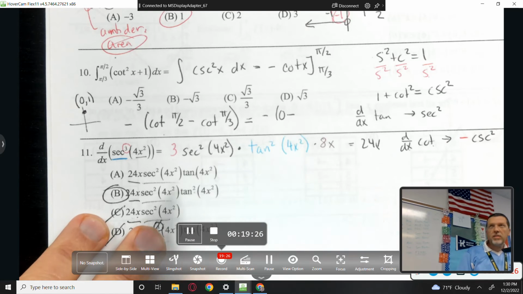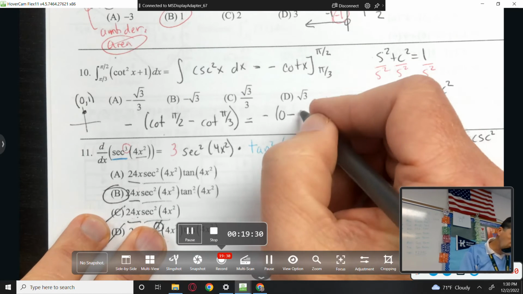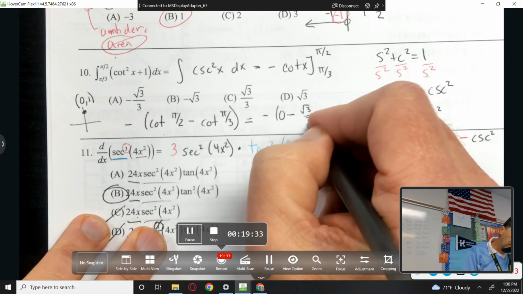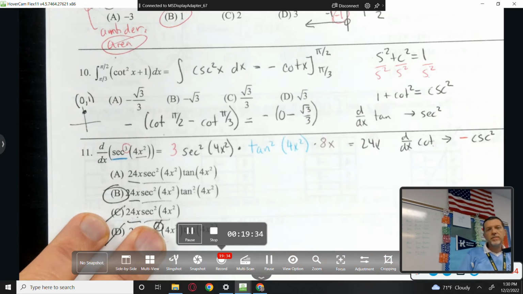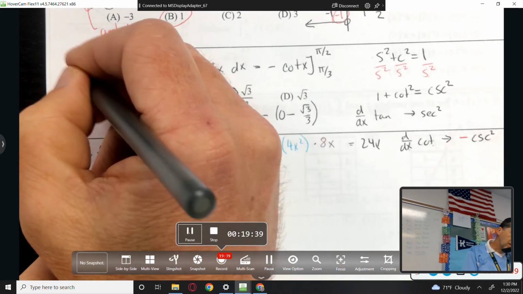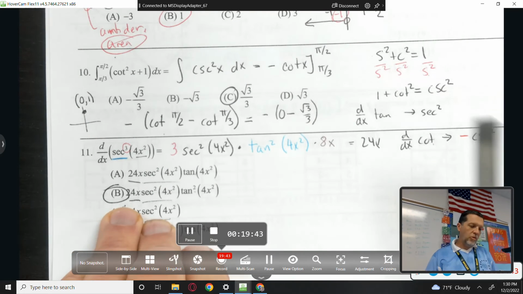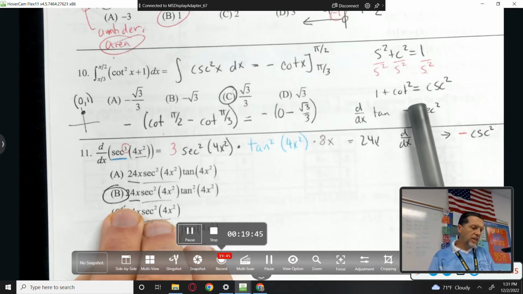Tangent of pi over 3 is root 3. So cotangent of pi over 3 has got to be root 3 over 3. That's how I would remember that one. And then negative negative makes a positive. So I think it's answer C. But trig identity, trig derivatives, unit circle.